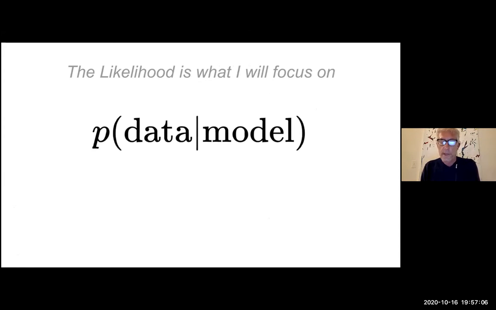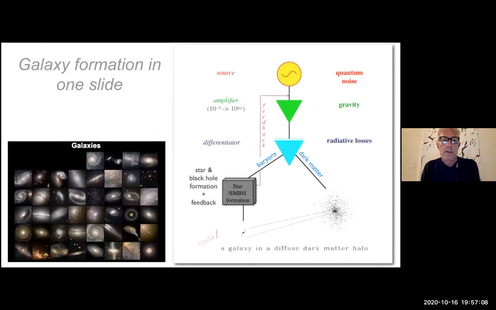Okay, so I'm going to focus on that likelihood of data given model and focus on output from multiple simulations. And just to remind you again, what is involved in galaxy formation? Well, we have the inflaton that generates a quantum noise field, which is very low amplitude because we see it in the microwave background sky with an amplitude of about 10 to the minus 5. So 1 part in 100,000 variations in energy density from one place to the other.